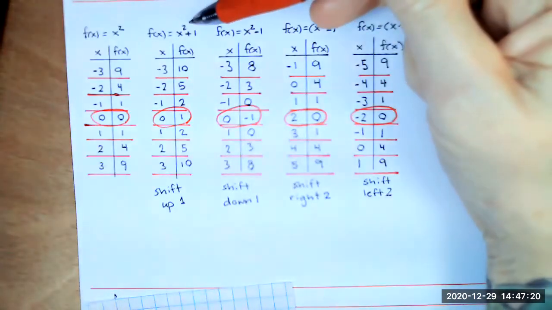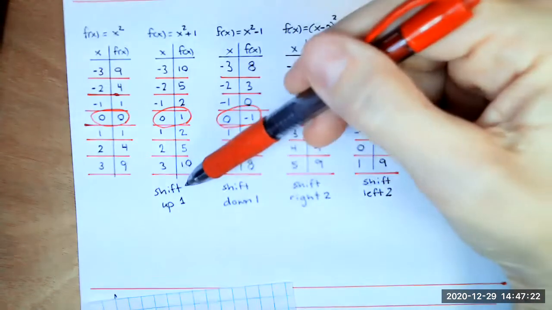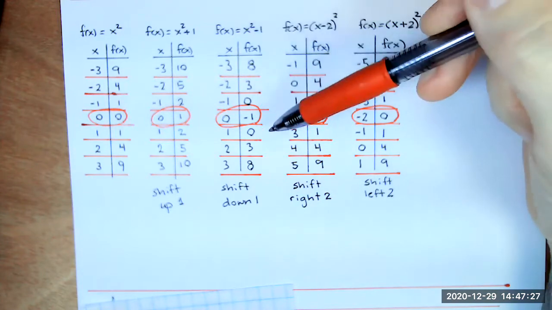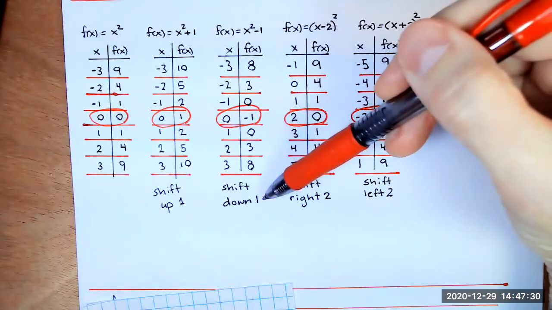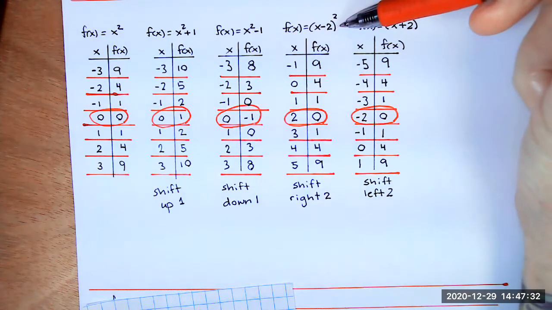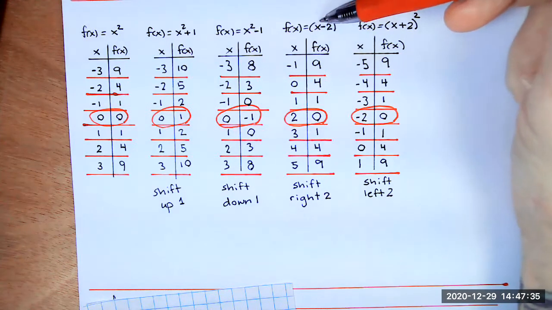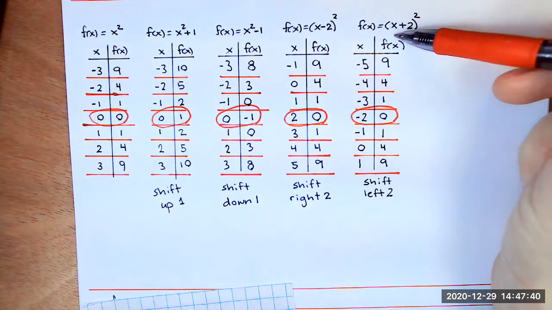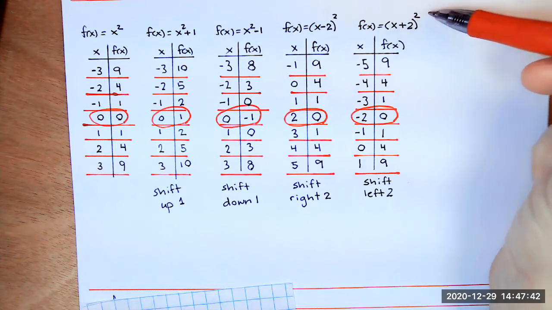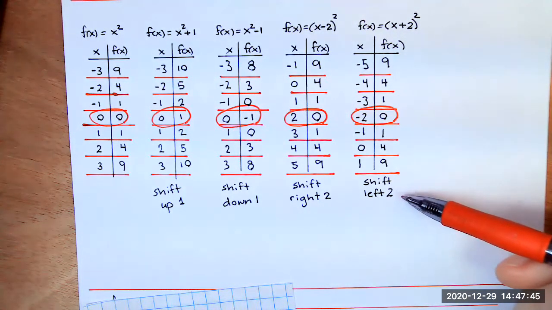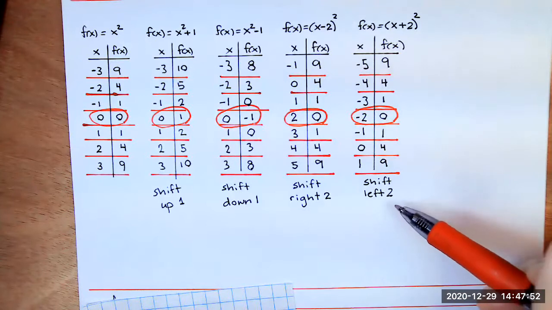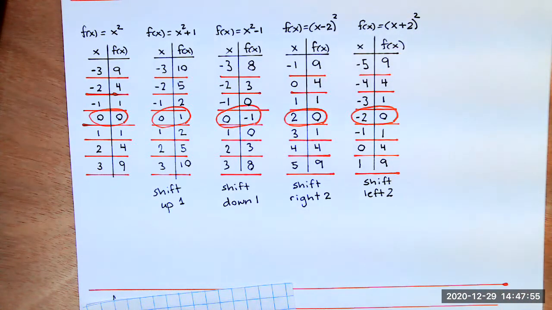Right, so if you add 1 to the outside of the function, it shifts it up 1. If you subtract 1 from the outside of the function, it'll shift it down 1. If you subtract 2 on the inside of the function, it'll shift it to the right 2 places. And if you add 2 to the inside of the function, that'll shift it to the left 2 places. So from here, you should be able to just look at the function and tell where it's shifted. Let's practice.